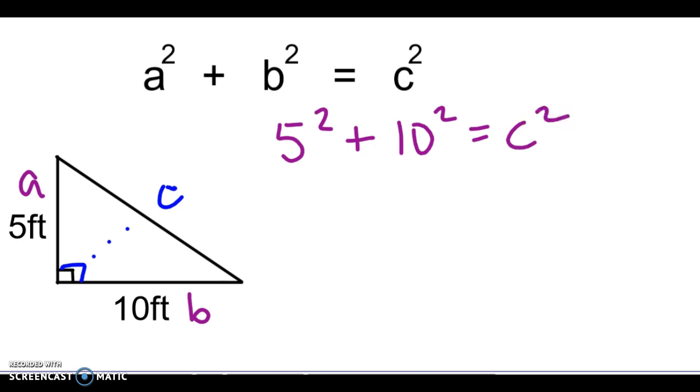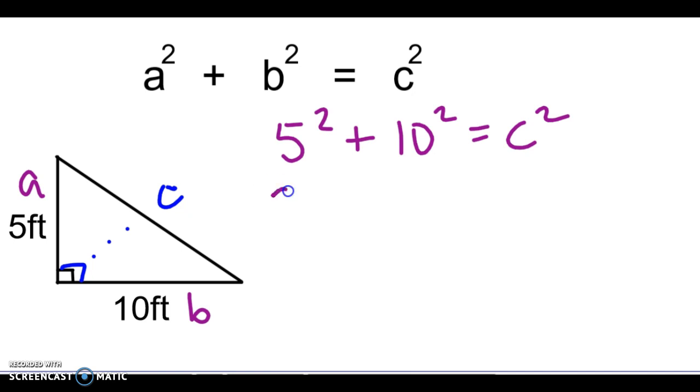Now, if you are a math champion and you already know what 5 squared and 10 squared is, you still need to write this out. It's very important. And that's because when we solve for the leg, which you'll see in the next lesson, it's a little more complicated and you don't want to get your stuff mixed up. So just write out the steps. I know it's a little bit of extra work. You can handle it, I promise.